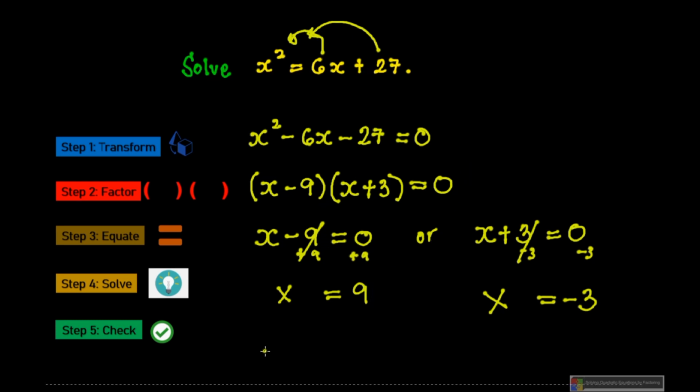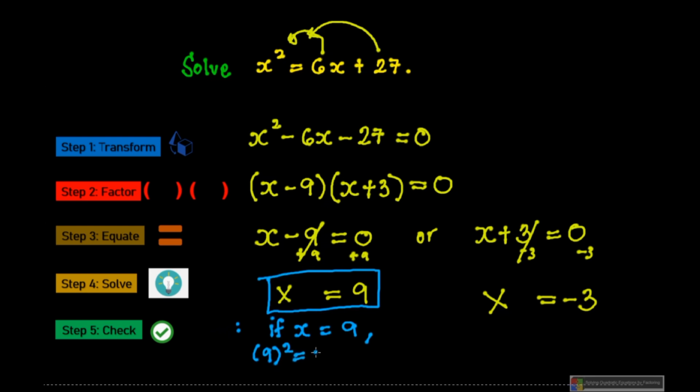Okay, so we are down to our final step. For the final step, we need to check if the roots we got are correct. I will be using the original equation. If x is equal to 9, our first root, we have x squared, which becomes 9 squared, equals 6x, so 6 times 9 plus 27. Just substitute. 9 squared is 81. 6 times 9 plus 27 is also 81 as well.